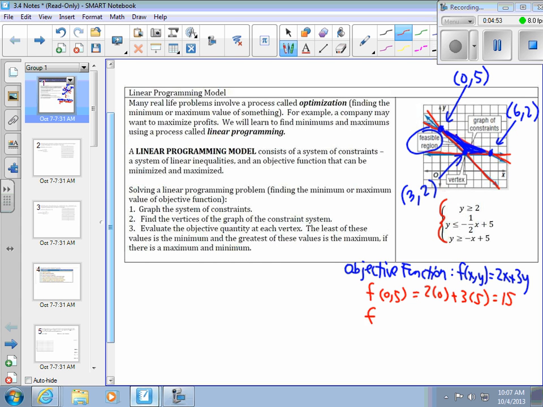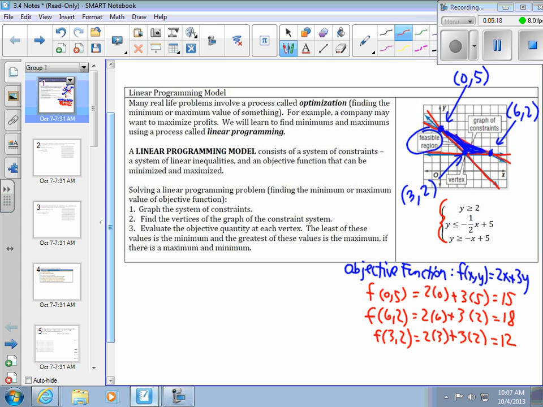You want to check all 3 points, or however many vertices you have. If we put 6, 2 in, we'd have 2 times 6 plus 3 times 2. So that would be 12 plus 6 is 18. Finally got to check the last point. If we put 3, 2 in, we'd have 2 times 3, which is 6, plus 3 times 2, which is also 6. That would be 12.